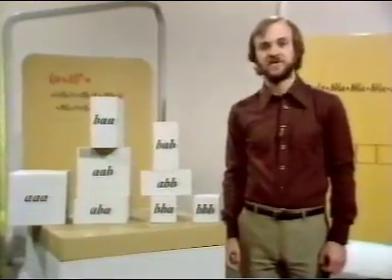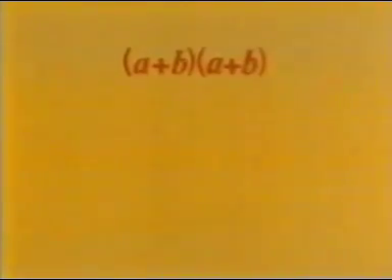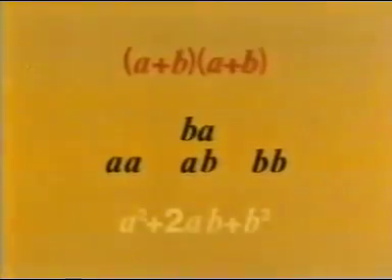So let's go back to the square. When we're calculating a plus b times a plus b, we choose one symbol from each bracket and multiply them together. Choosing a from each bracket gives aa. You could choose a from the first and b from the second. You could choose b from the first and a from the second. And finally, you could choose b from each bracket. Adding all these together gives the answer, which we usually write like this.